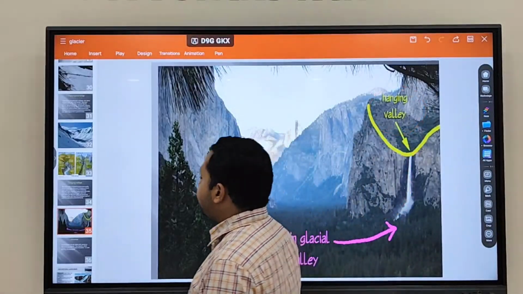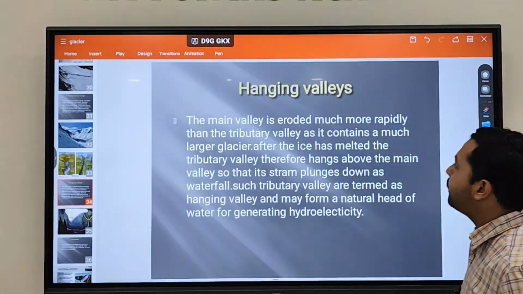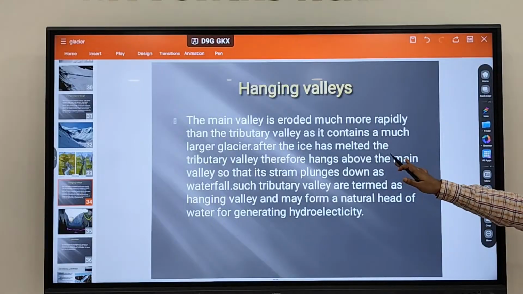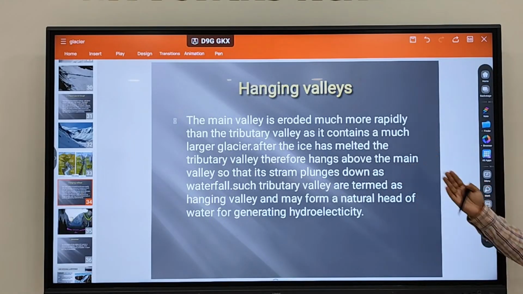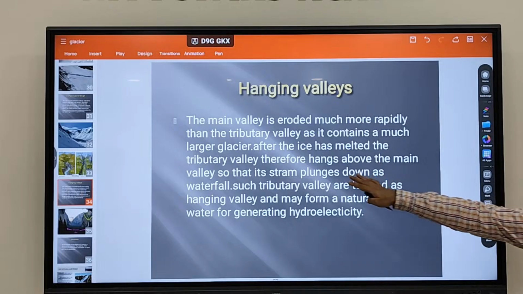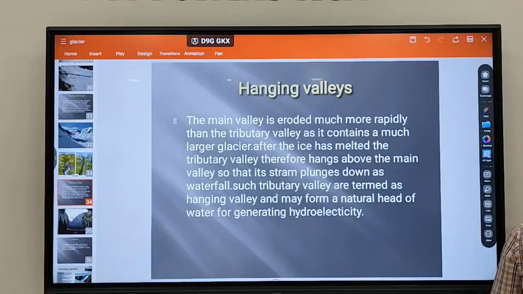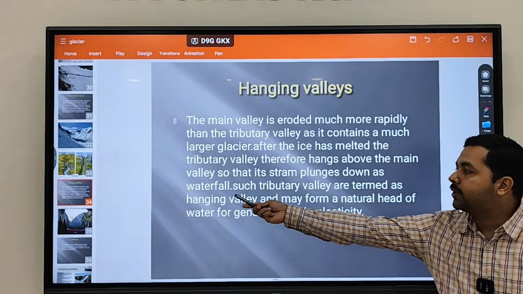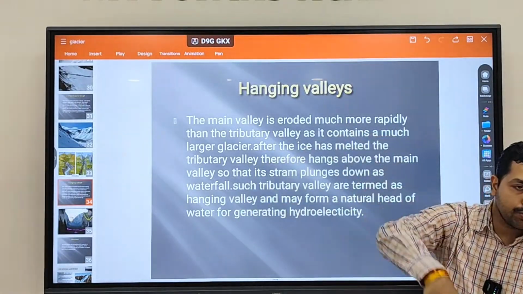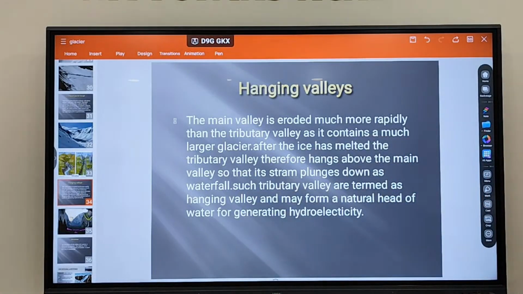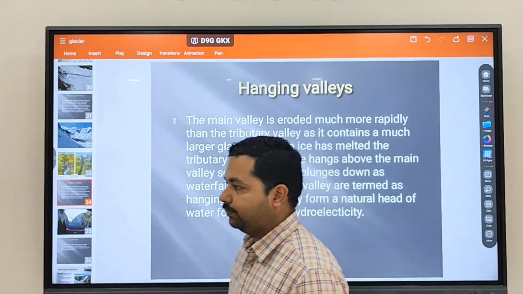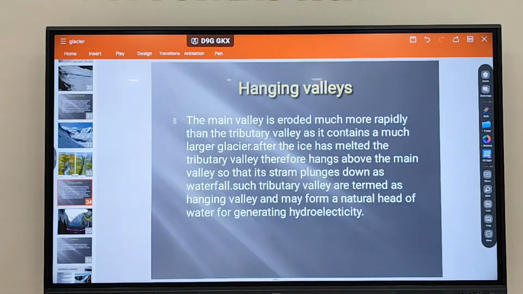So what is the definition of hanging valleys? It says the main valley is eroded much more rapidly than the tributary valley, as it contains a much larger glacier. So that's why the tributary valley hangs above the main valley. This is called a hanging valley, or we also call it a waterfall. Which type of waterfall? Ice waterfall or glacier waterfall. Clear?